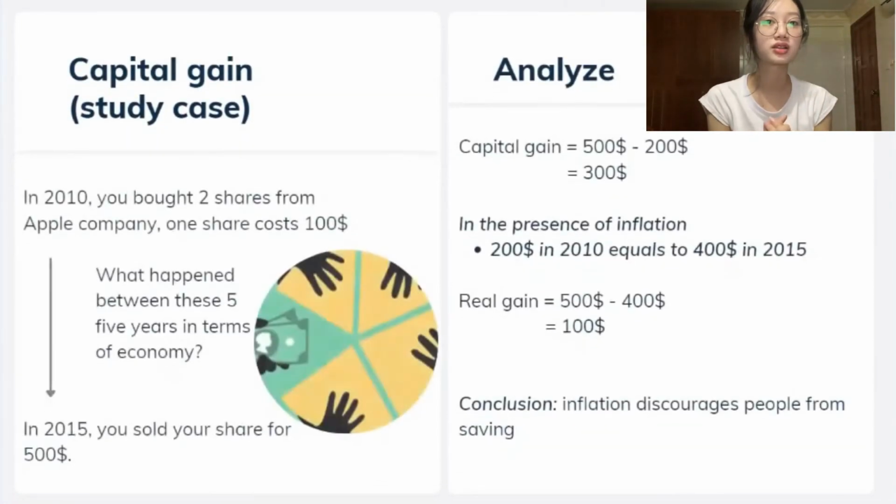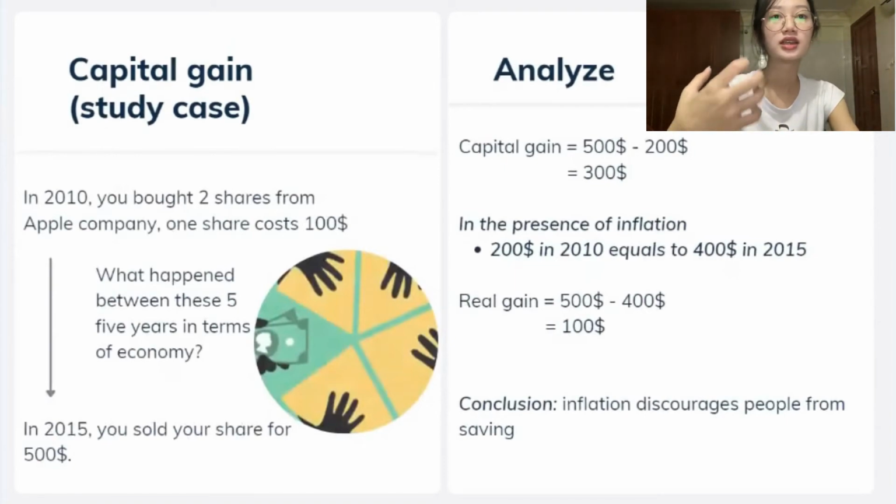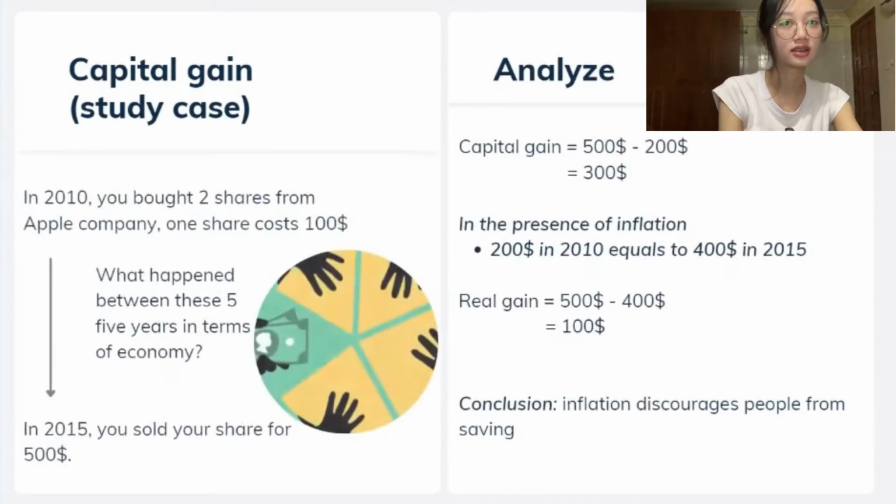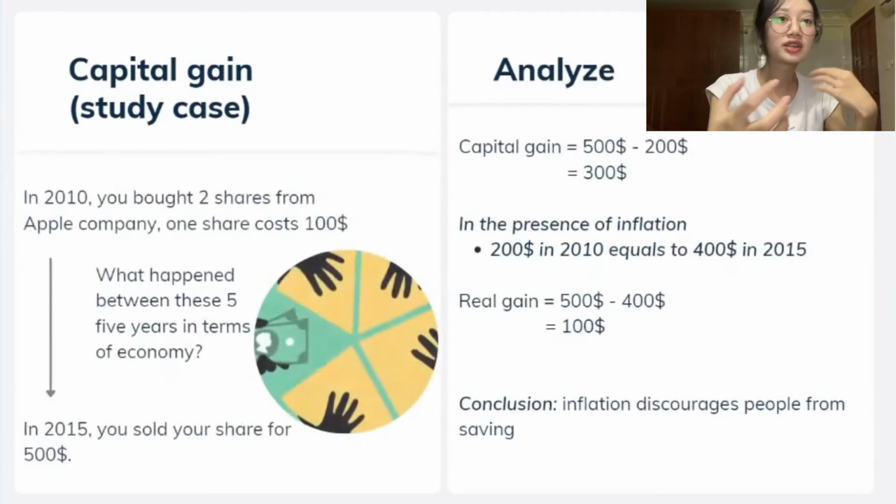Okay, assume that you bought 2 shares from Apple company in 2010, and each share equals $100. So it added up to $200, right? And 5 years later, in 2015, you sold your shares for $500. For now, let's find the capital gain together. The capital gain is equal to $500 minus $200, and then we have $300 as our gain, right? And my question is, are we really gaining a worth of $300?